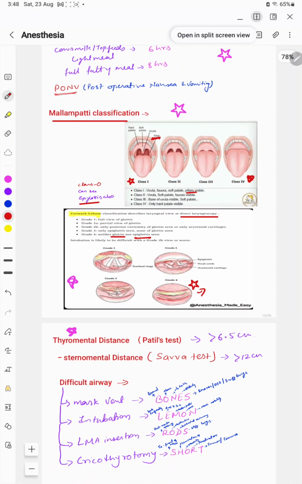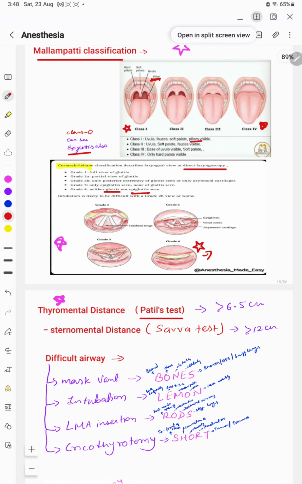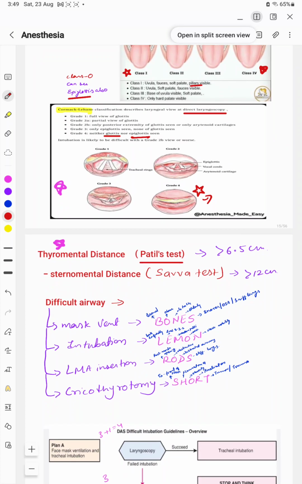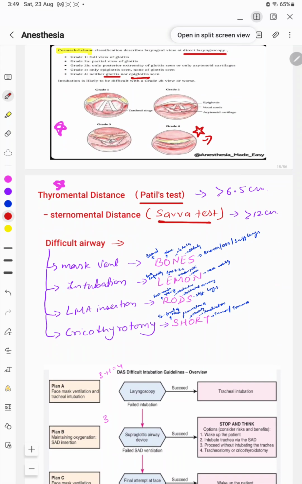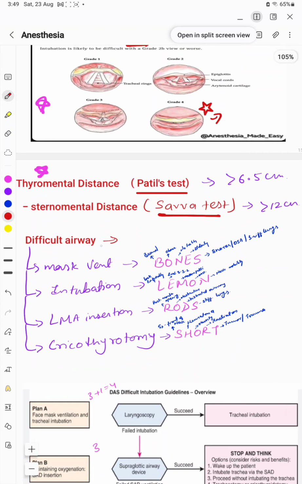Okay. What is thyromental distance? This is also called Patil's test. You need to remember the distance. Thyromental distance is more than 6.5 centimeter, and sternomental distance, also called Sava test, is more than 12 centimeter.